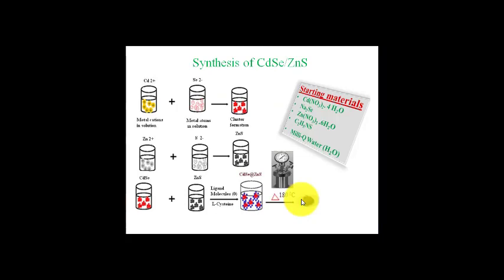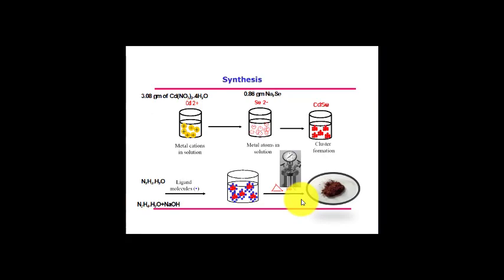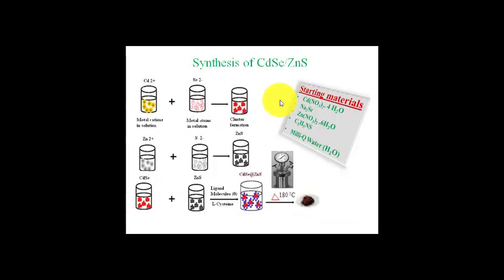Next is the synthesis of cadmium selenide and zinc sulfide. So for cadmium selenide, the reactants are cadmium nitrate with 4 water molecules and sodium selenide. While for the synthesis of cadmium selenide and zinc sulfide, the reactants are cadmium nitrate, sodium selenide, and also zinc nitrate, and we have ethyl nitride sulfide.